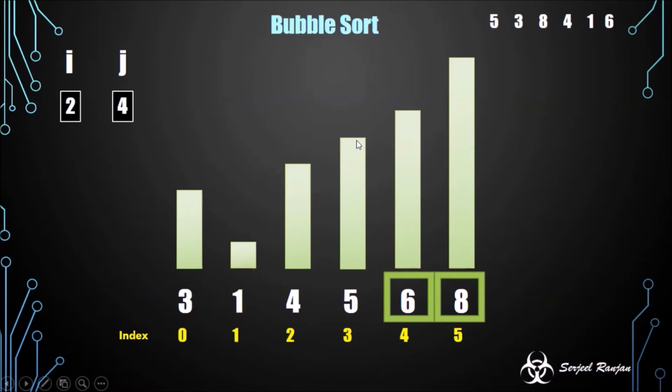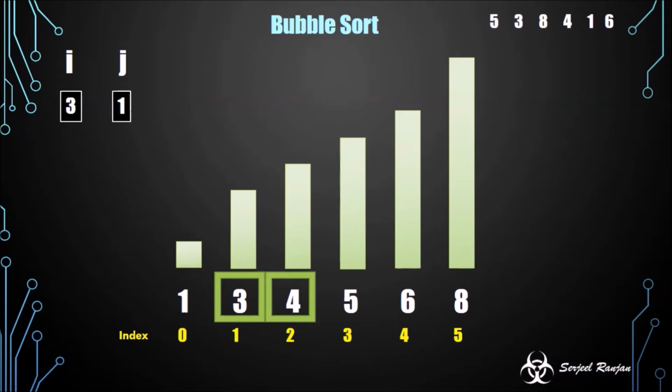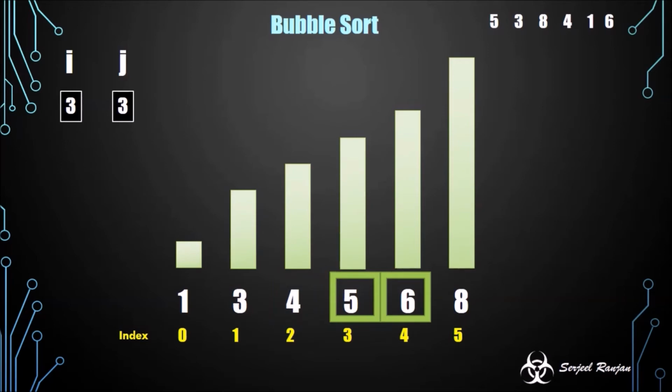Okay, but still the process is not over yet. Let's go further. So i value is now 3 and j has become 0 again, and again we will compare 3 to 1, so we require a swap here, and the swap is done. And next step, 3 and 4 in correct order, 4 and 5 in correct order, 5 and 6 in correct order, 6 and 8 in correct order.